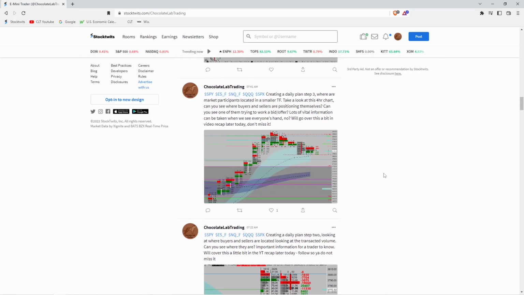Alright. Creating a daily plan, step 3. Where are market participants located in a smaller time frame? Take a look at this 4-hour chart. Can you see where buyers and sellers are positioning themselves? Can you see one of them trying to work a bid or offer? Lots of vital information can be taken here. We see everyone's hand now.